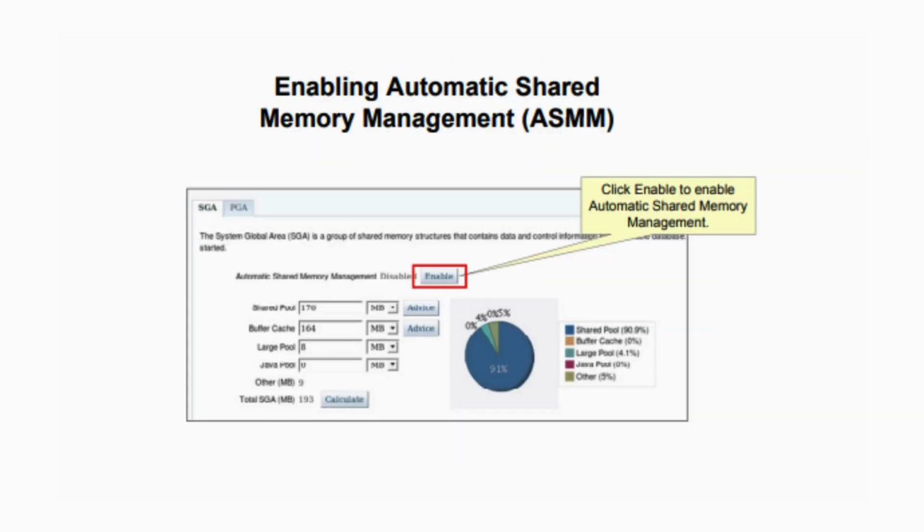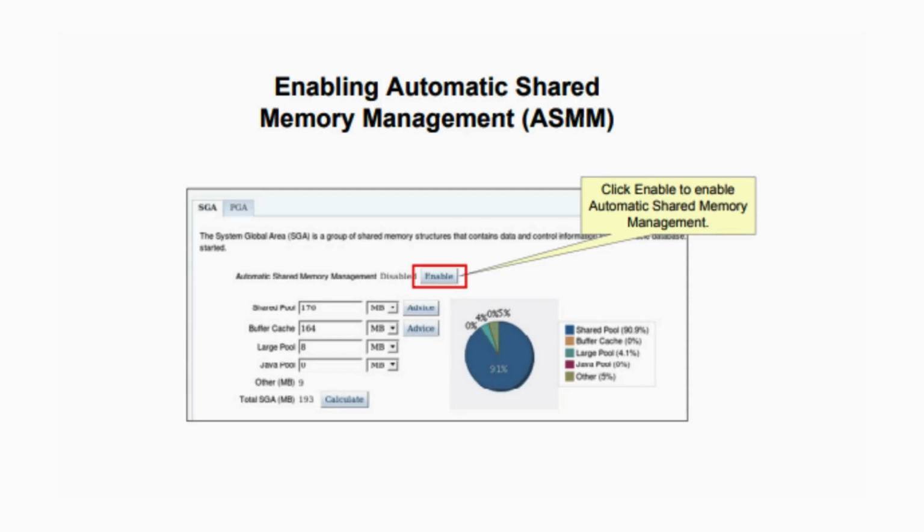Automatic Shared Memory Management is automatically enabled if you have enabled AMM. If you have not enabled AMM or did not enable ASMM when you configured your database, you can enable Automatic Shared Memory Management by performing the following steps. 1. Select Memory Advisors in the Performance menu. 2. The Memory Advisors page appears. Scroll down to the SGA section. Click Enable for Automatic Shared Memory Management. 3. The Enable Automatic Shared Memory Management page appears. Specify the total SGA size.